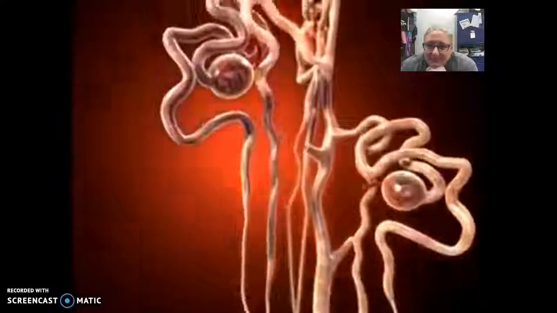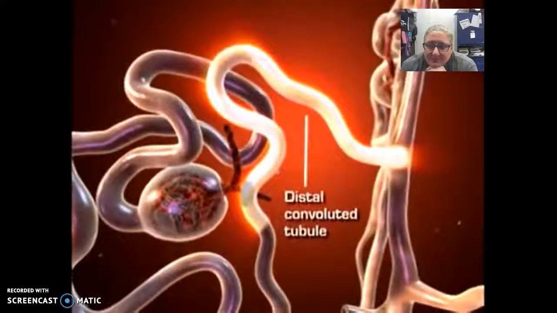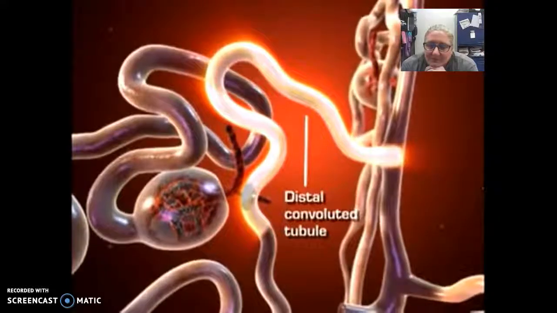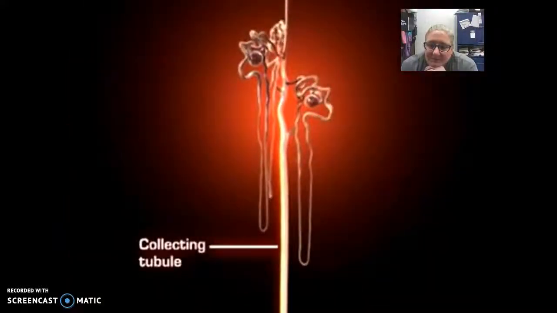Then a distal coiled portion called the distal convoluted tubule, which regulates potassium, sodium, and pH, and where further dilution of the urine takes place. And the collecting tubule, which joins with several tubules to collect the filtrate and where final sodium regulation takes place.